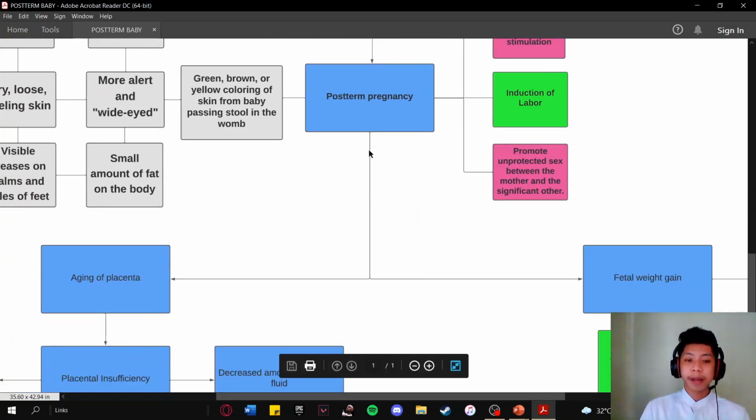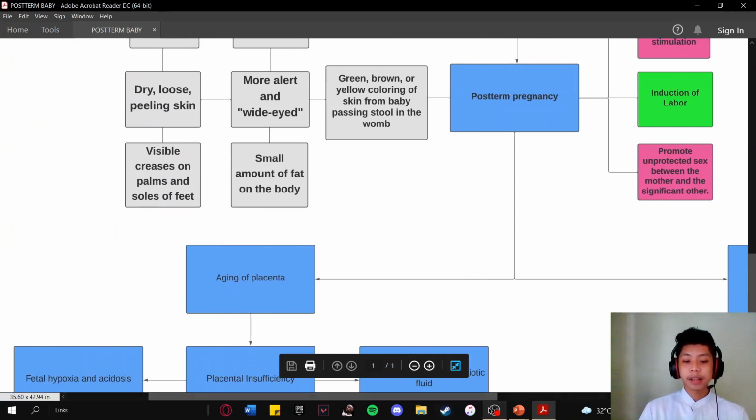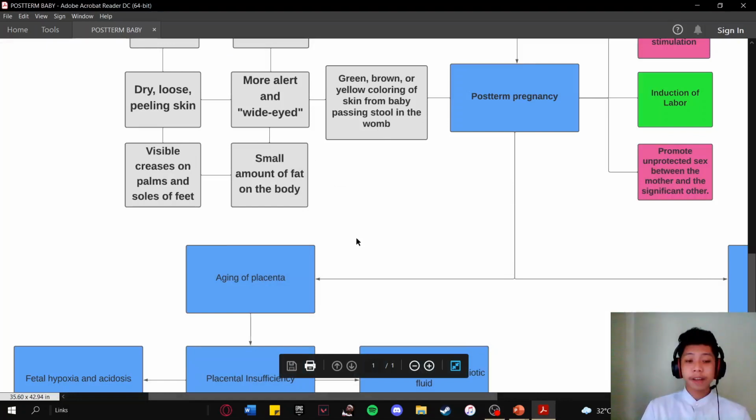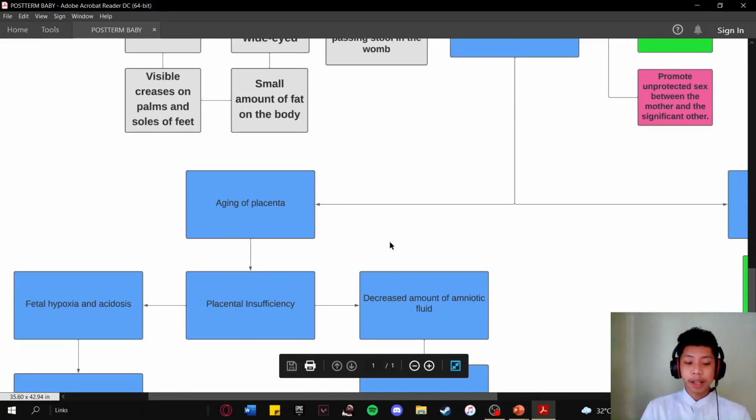Okay, so what happens when postterm pregnancy occurs? There are two pathways: aging of the placenta and fetal weight gain. So these two are unavoidable when postterm pregnancy occurs. So we'll go first with aging of the placenta. What happens when the placenta of the baby ages? There will be placental insufficiency.